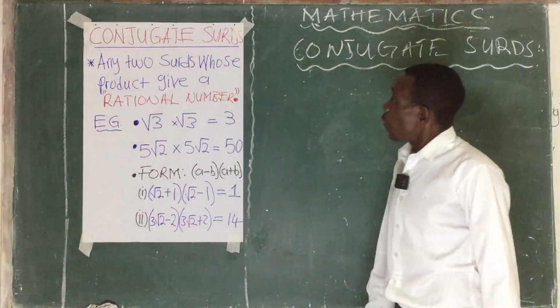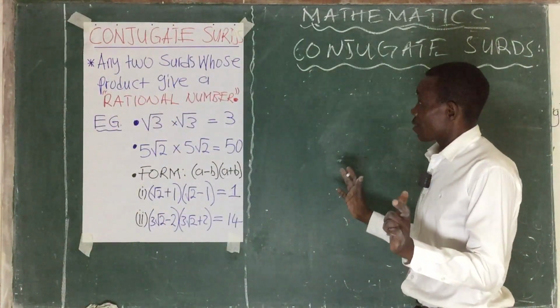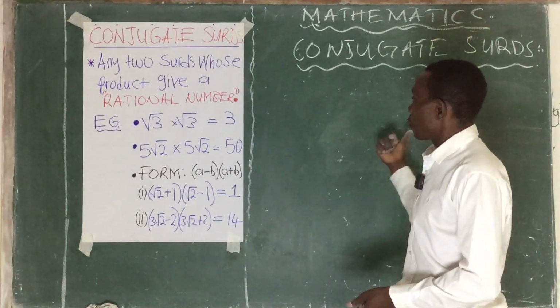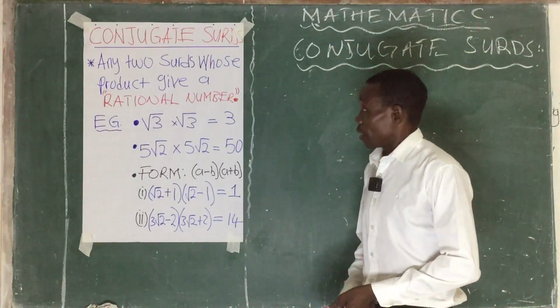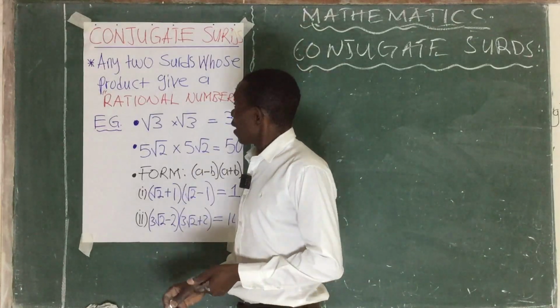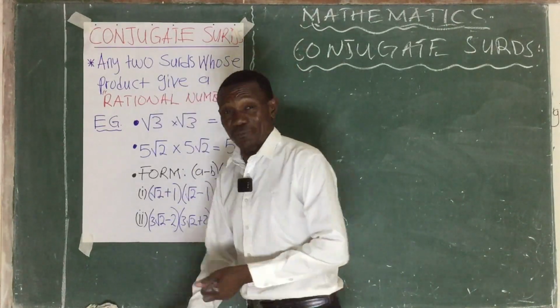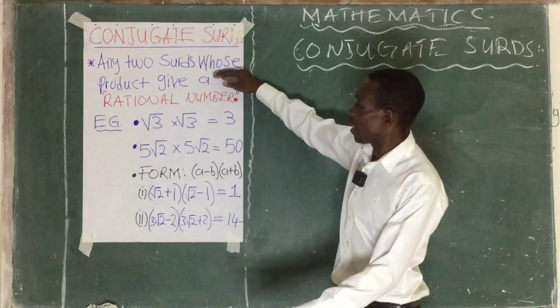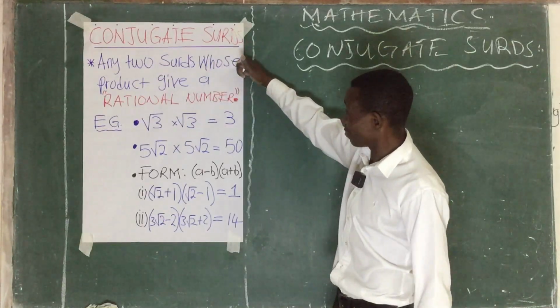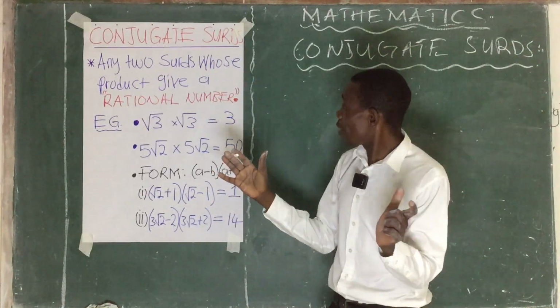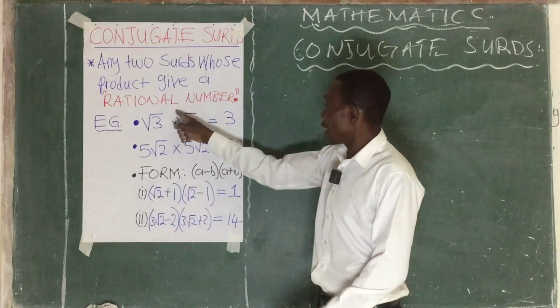Fine. When we talk of conjugate surds, first of all we define it. Conjugate surds are just any two surds. Simple, clear and direct. Any two surds. But what surds? Those whose product gives a rational number.